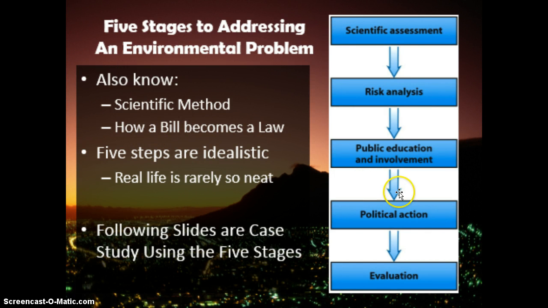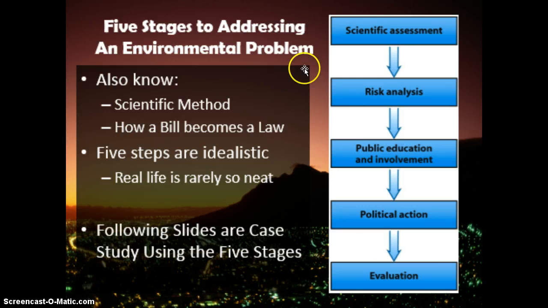And then finally, after the political action, you want to follow it up with some kind of evaluation. Was this effective? Did it do what we wanted it to do? If not, how are we going to move forward? So these are the 5 major steps. These are idealistic because, again, real life isn't always nice and neat like this, but most environmental problems are solved somewhat in this way. And in class, next class, you're going to be modeling this.